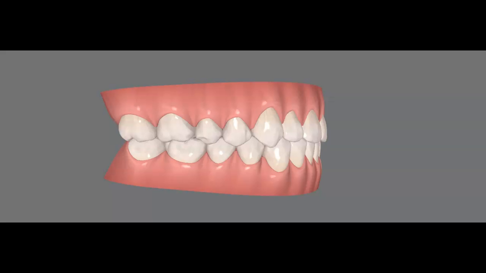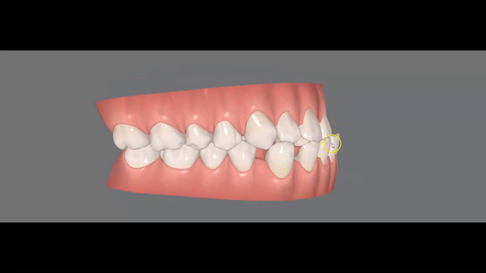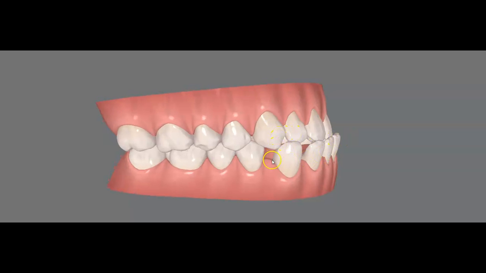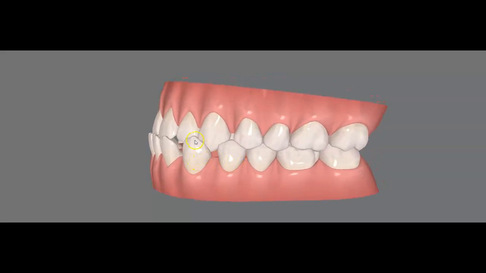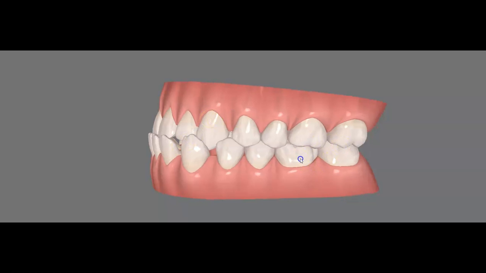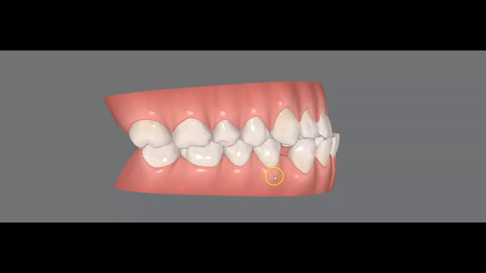Now in a class 3 occlusion, we would see the opposite. We see that the lower teeth are protruded forward, and they're in the wrong position. And here we could see that the sharp tooth, the canine, is way in front. And we could see that same thing on the other side. In a class 3, we could see that the lower canines are way in front of the uppers. And yes, the molar is slightly forward, but in this case, not too much. Remember, there could always be variations of the standard malocclusion.